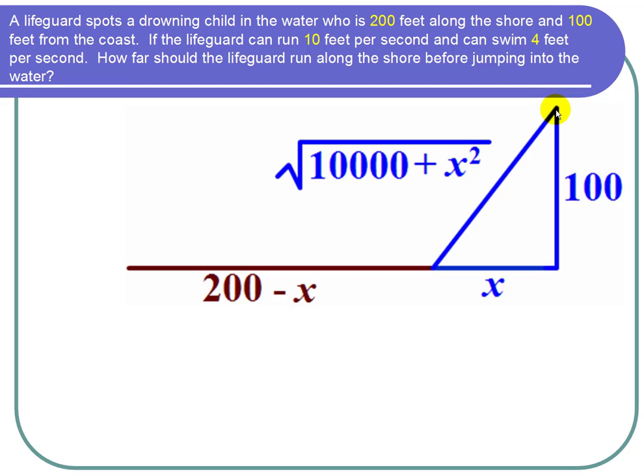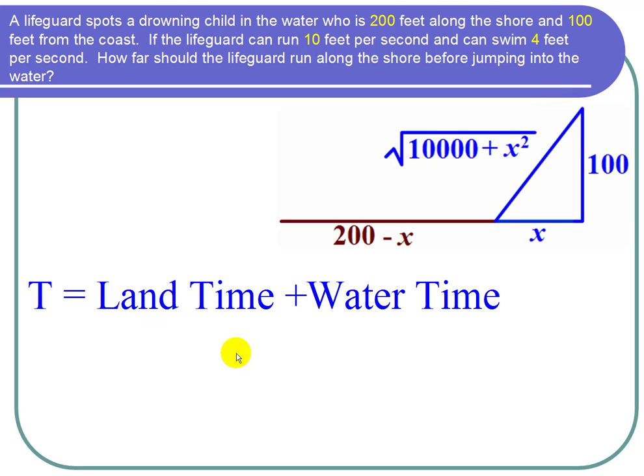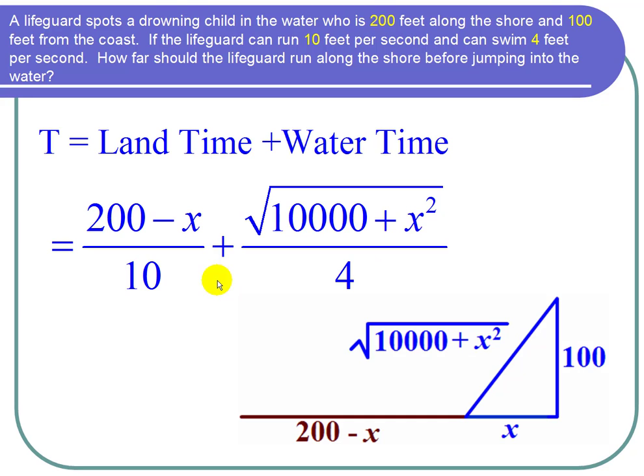The time on land is the distance, 200 minus x for the lifeguard, divided by the rate, which is 10 feet per second that the lifeguard can run. The time in water is the distance the lifeguard is swimming, which is the square root of 10,000 plus x squared, divided by the rate, which is 4 feet per second. So here's my total time.